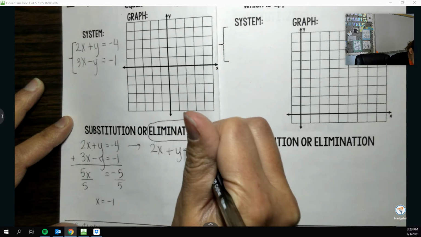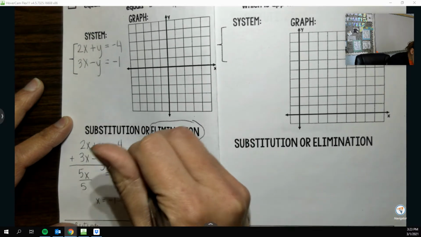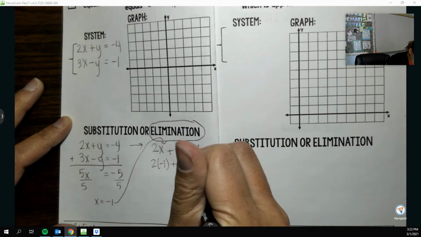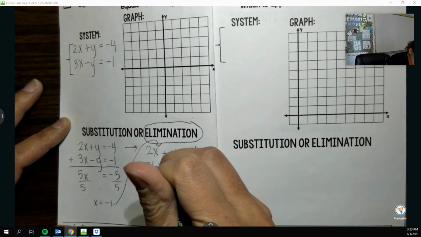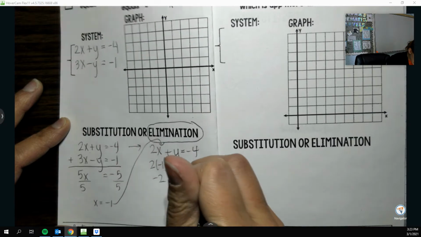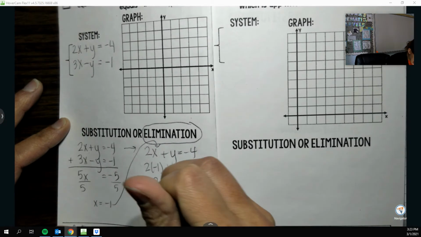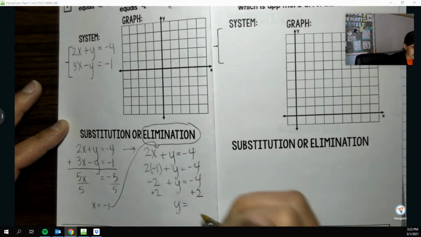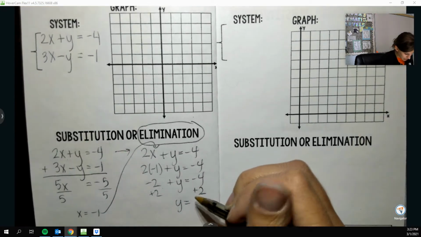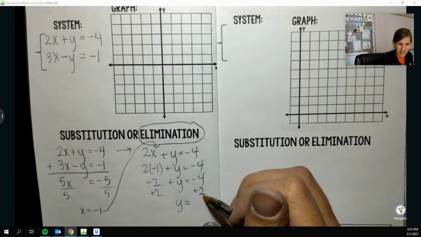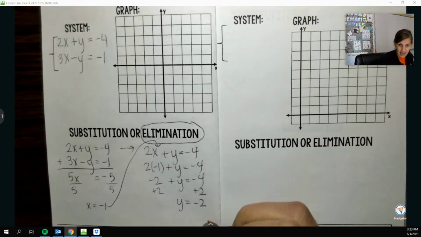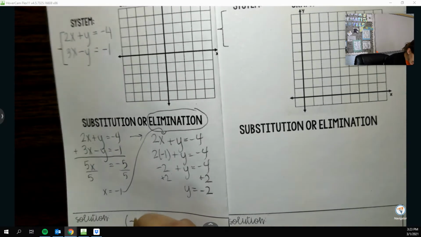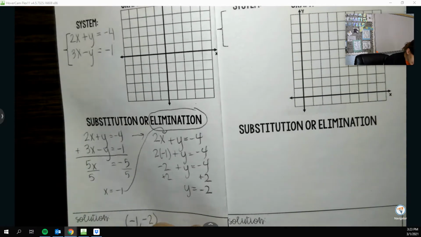And in place of x, since I know that it's negative 1, I'll put it in and then solve for y. So 2 times negative 1 is negative 2. And then add that 2 over. Sorry, this is looking like a mess. I'm writing kind of like in midair. It's really ridiculous. Negative 4 plus 2 is negative 2. And so I have that my solution is negative 1 comma negative 2.